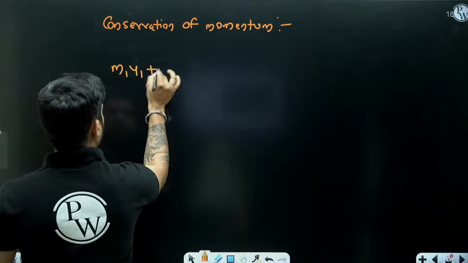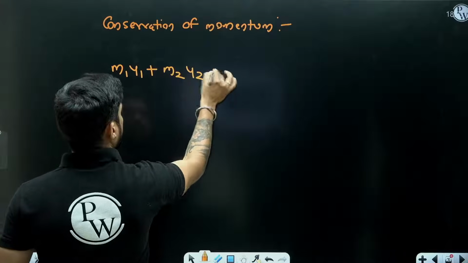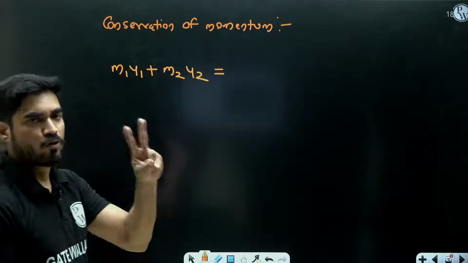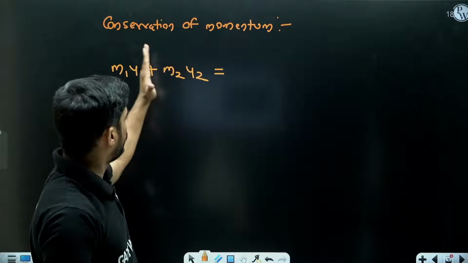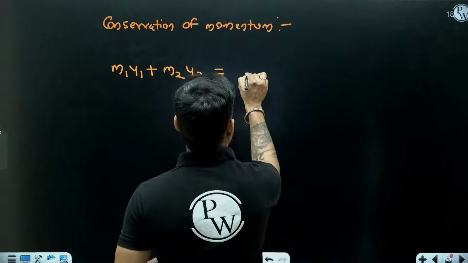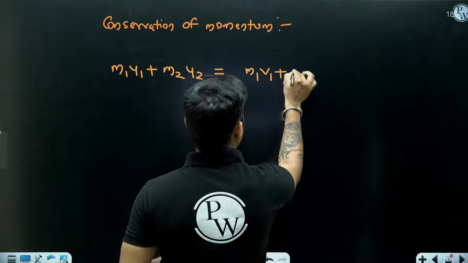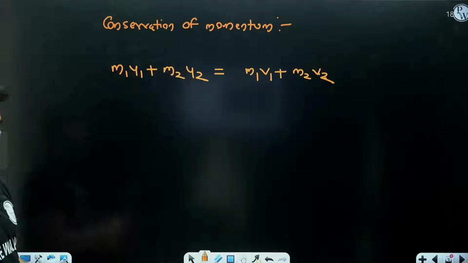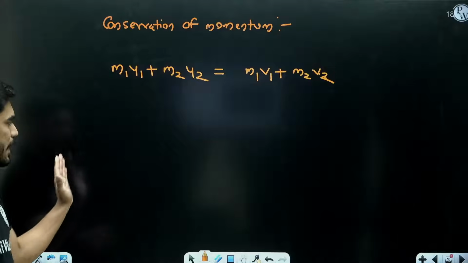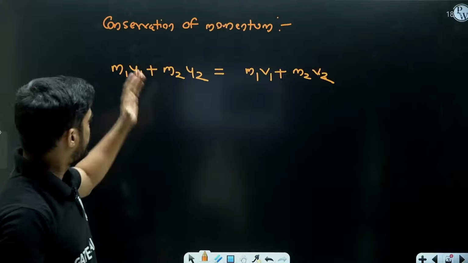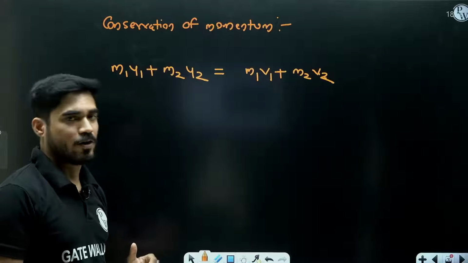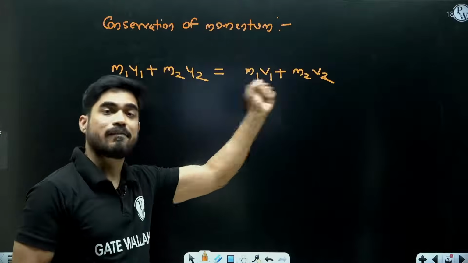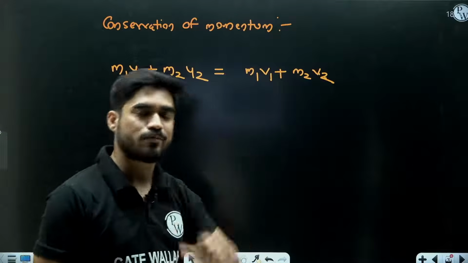Initial momentum of the system consisting of two bodies, let's say m1u1 plus m2u2, and final momentum is, let's say, m1v1 plus m2v2. What is m1 and m2? They are the mass of the first and second body. What is u1 and u2? Initial velocity of the first and second body. What is v1 and v2? Final velocity of the first and second body.